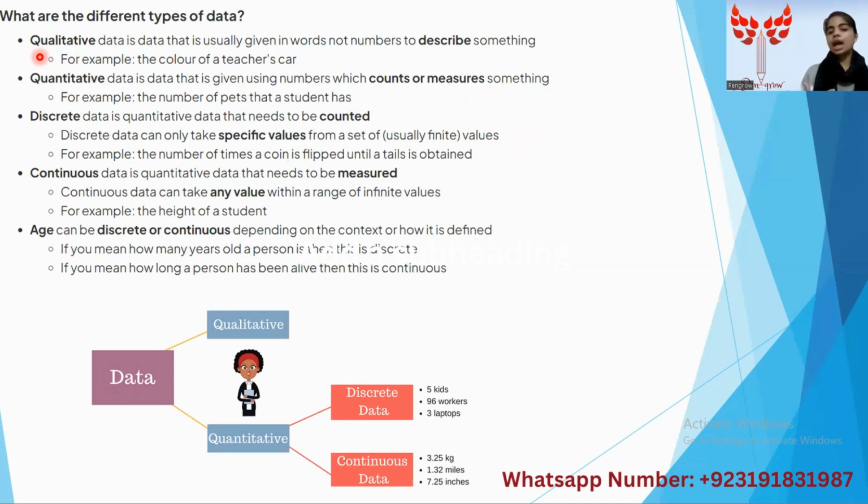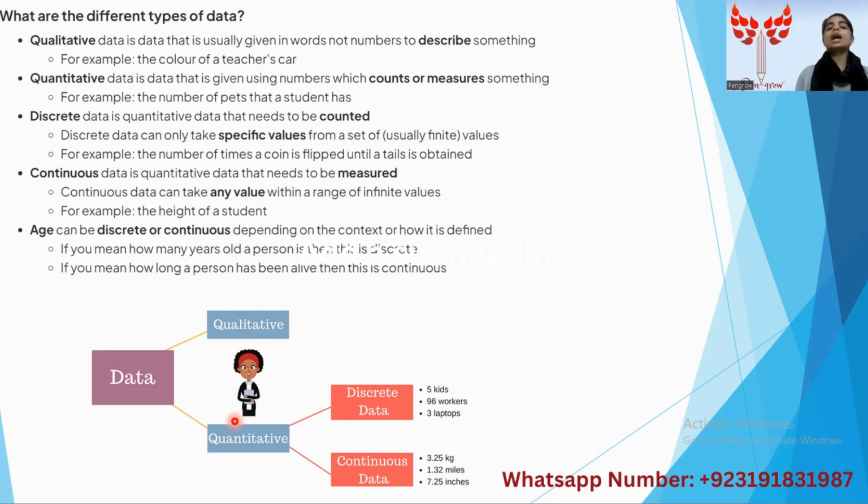Quantitative data, on the other hand, would be something which can be counted or measured, right? For instance, the height of the student or the number of students present in a class. These are all measures of quantitative data. So there are two types of data, qualitative and quantitative. And in quantitative data, we have further distinctions in discrete and continuous.